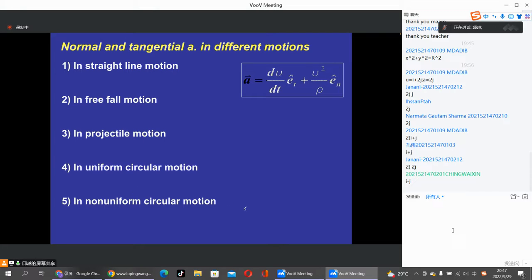Okay, today we have learned a lot of things, and it is very important for you to conquer this function, the definition and the calculation of acceleration in the natural coordinate system.